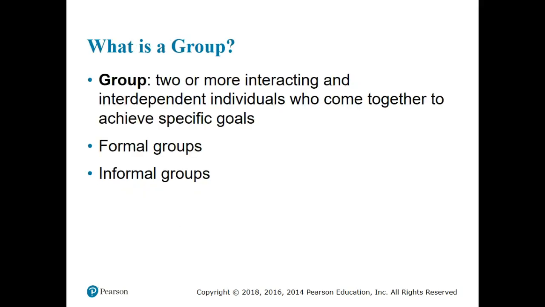So what is a group? A group is defined as two or more interacting and interdependent individuals who come together to achieve specific goals. Formal groups are work groups defined by the organization's structure and have designated work assignments and specific tasks directed at accomplishing organizational goals. Informal groups are social groups. Now, these groups occur naturally in the workplace and tend to form around friendships and common interests. For example, 5 employees from different departments who regularly eat lunch together, that's considered an informal group.